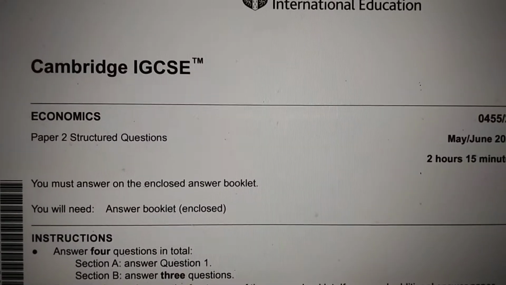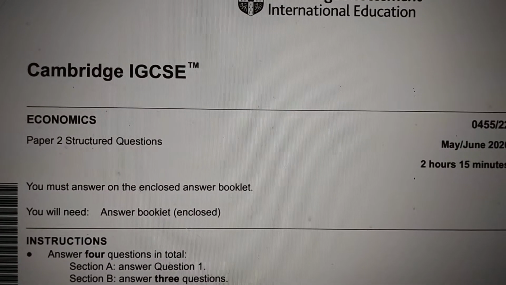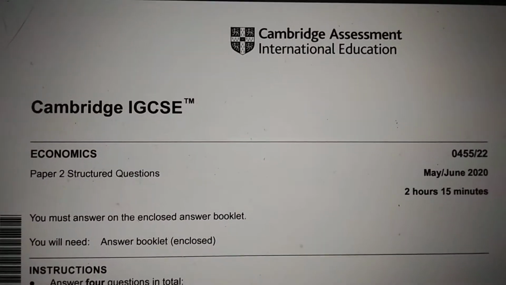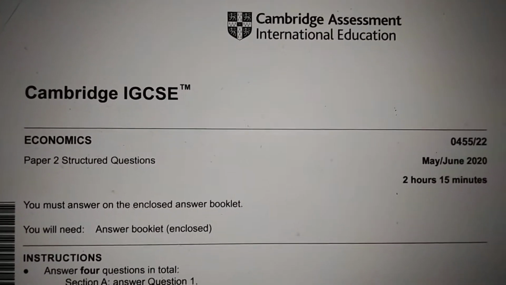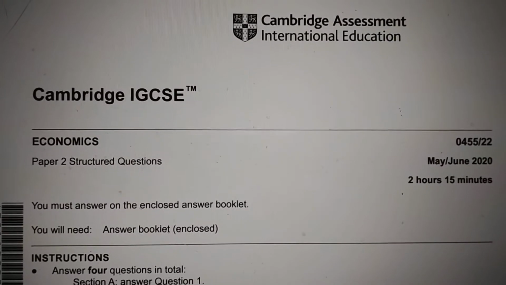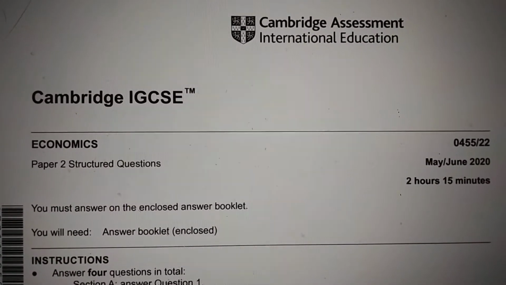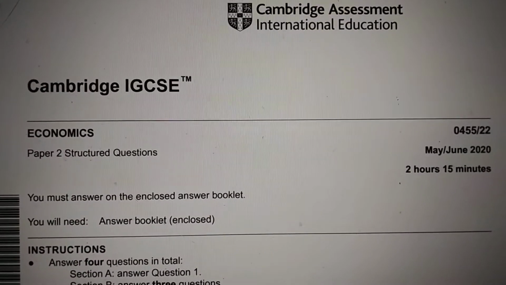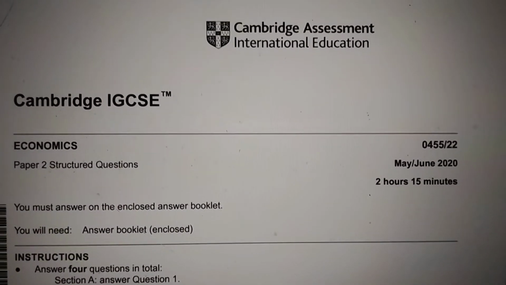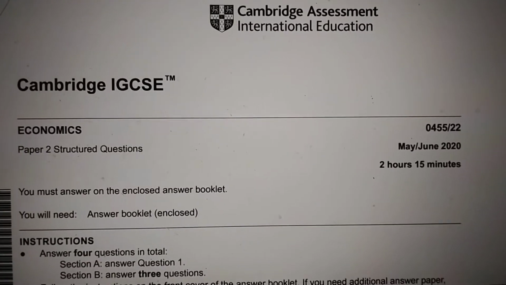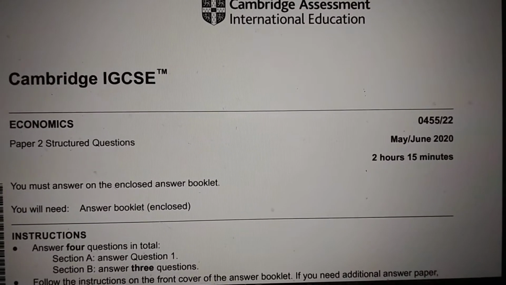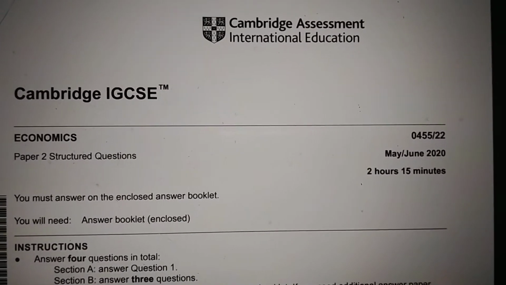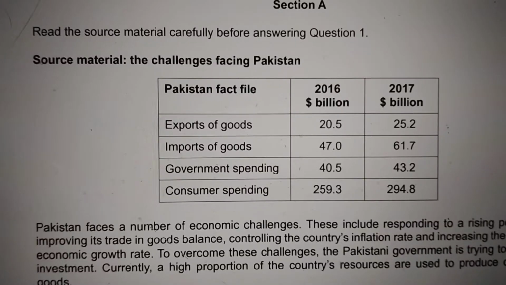So, in my recent videos, I have started solving the papers of 2020. I gave the solutions of the mathematics paper and then the economics AS level MCQs. So now we are working on paper 22, the structured paper of the O levels, June 2020, and in this video we are going to solve question number 1, data response.